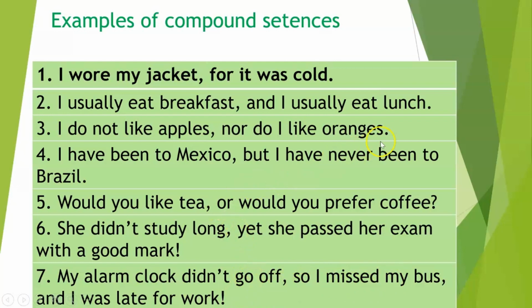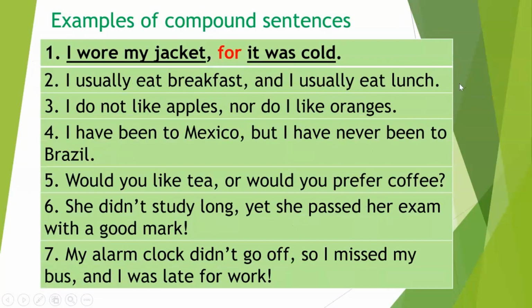Okay, so again, these are 7 examples of what we call compound sentences. So let's take a closer look at these. Number 1, I wore my jacket for it was cold. Now, when it comes to compound sentences, remember that we're going to have an independent clause on this side, an independent clause on this side, separated with a comma and a conjunction. So this word for is what we call a conjunction.